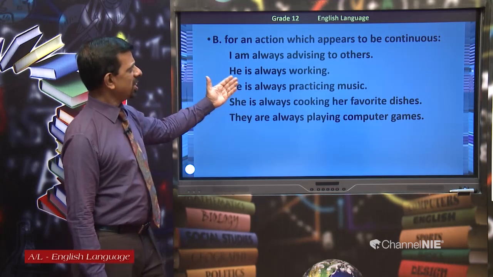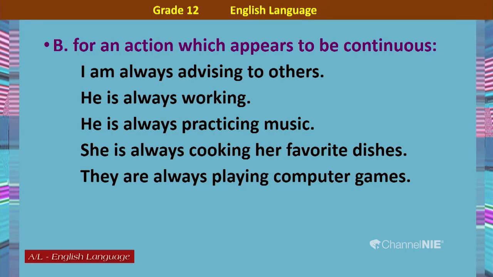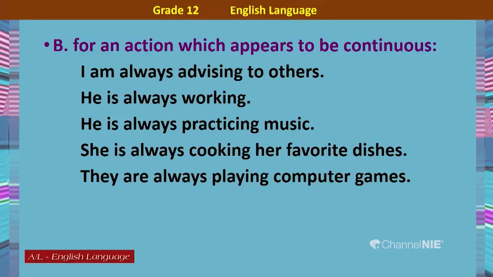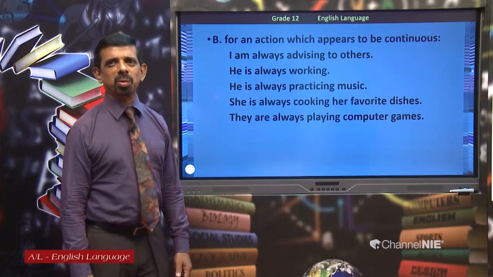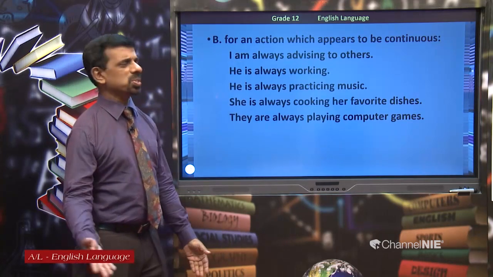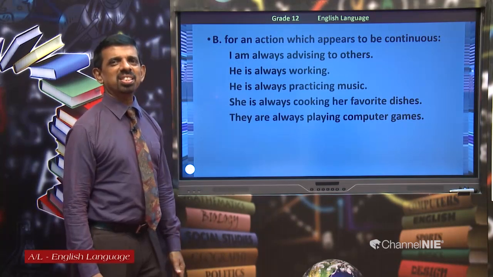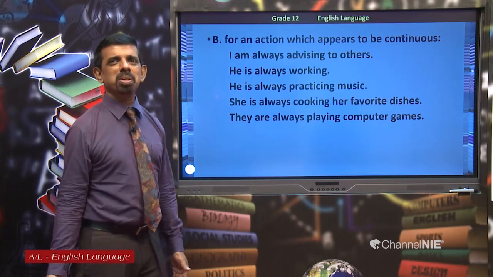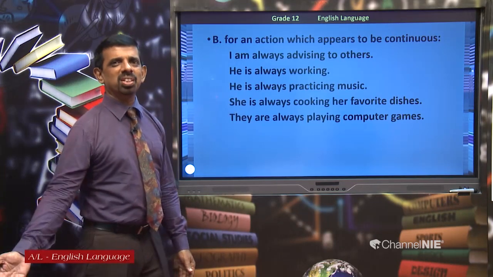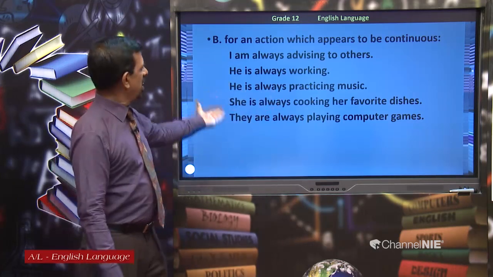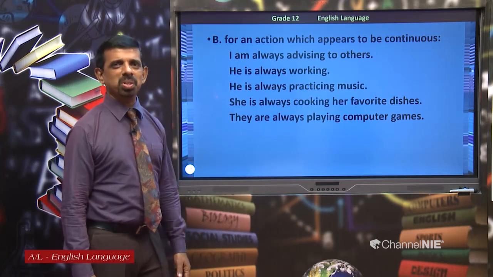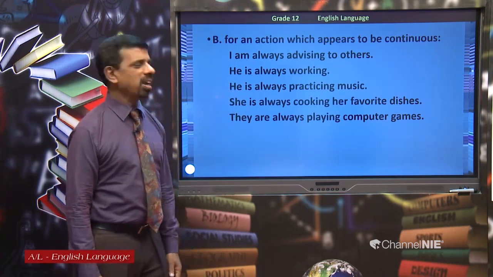So they all look like complaints by somebody about someone who has done some work repeatedly for a long period, and the other person has got irritated about it. So that is why he's complaining, he's telling, I'm always advising others, maybe I should stop it. He's always working, not taking a rest. So the people at home, maybe they are not happy about it. So they are telling, he's always working, he's not coming to join with us. He doesn't want to go out. He's always practicing music. So many people at home are disturbed, so they are complaining about this habit.